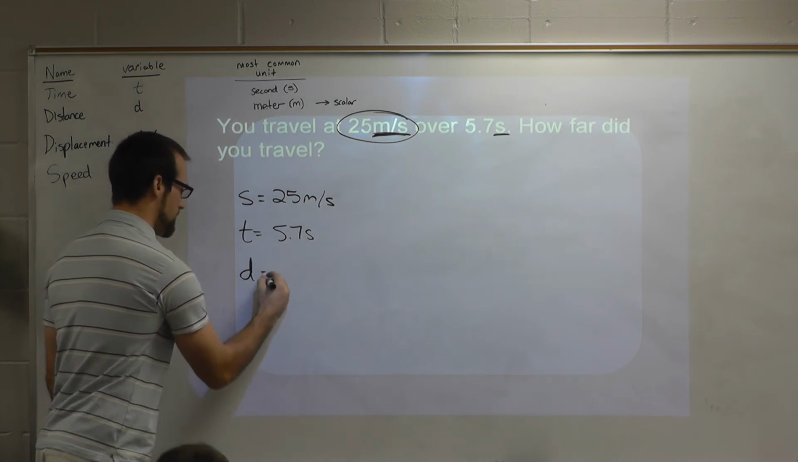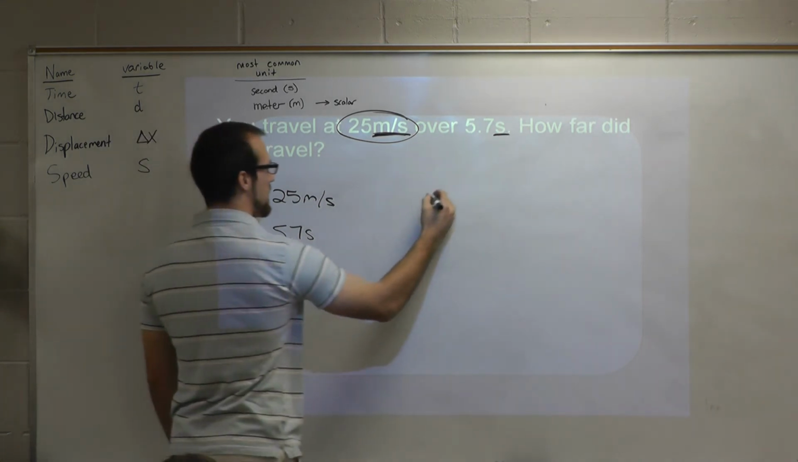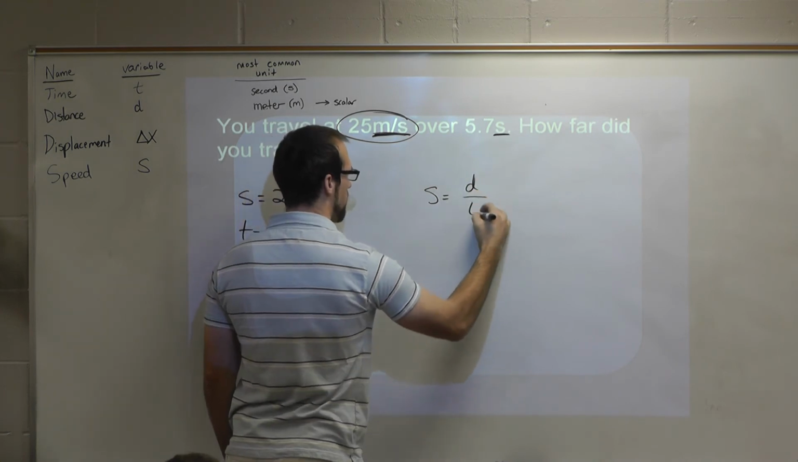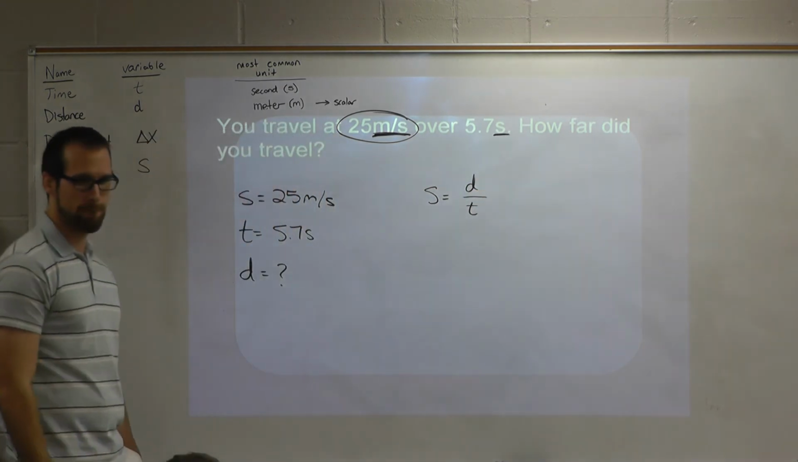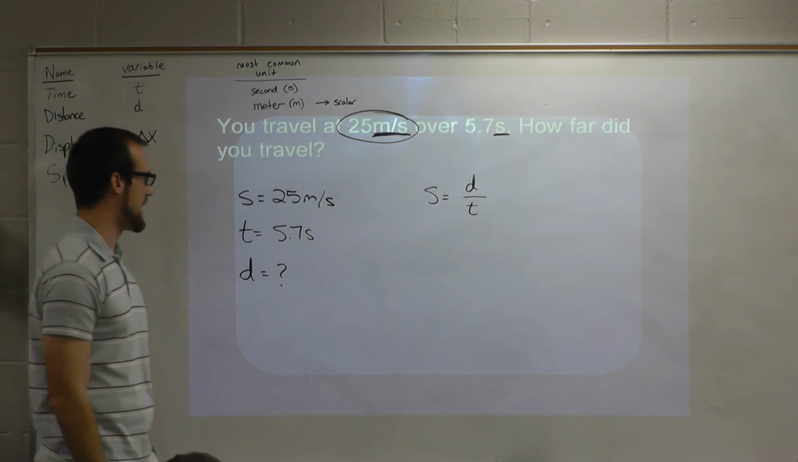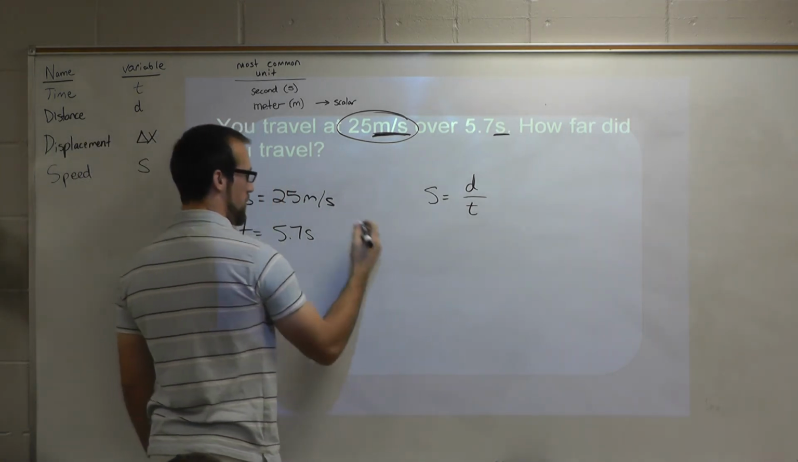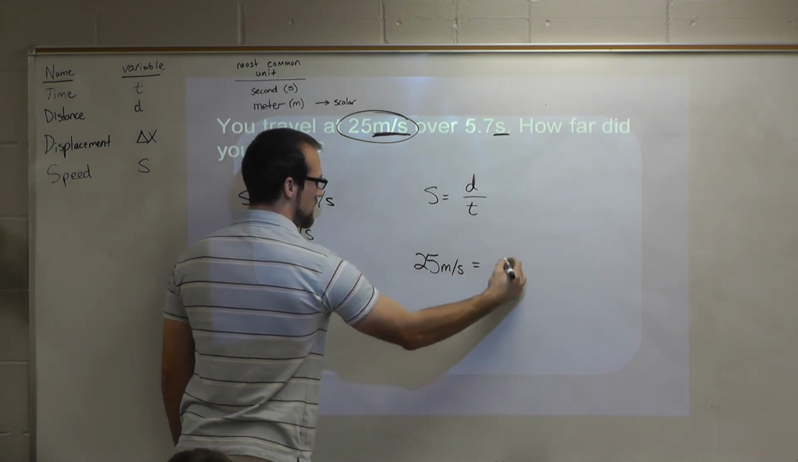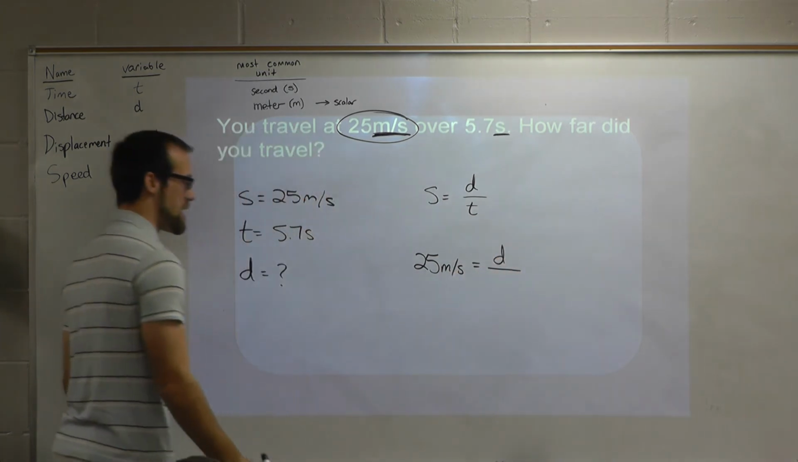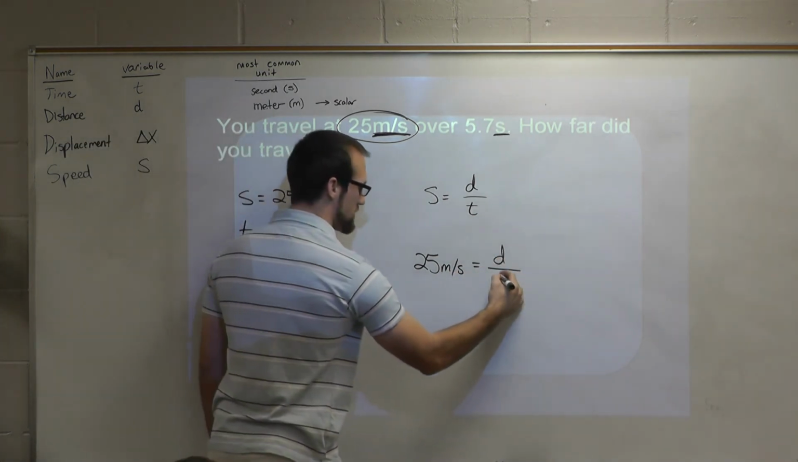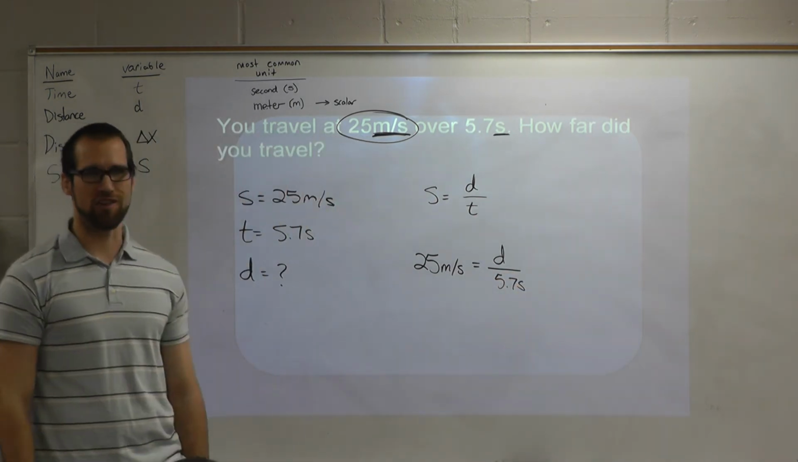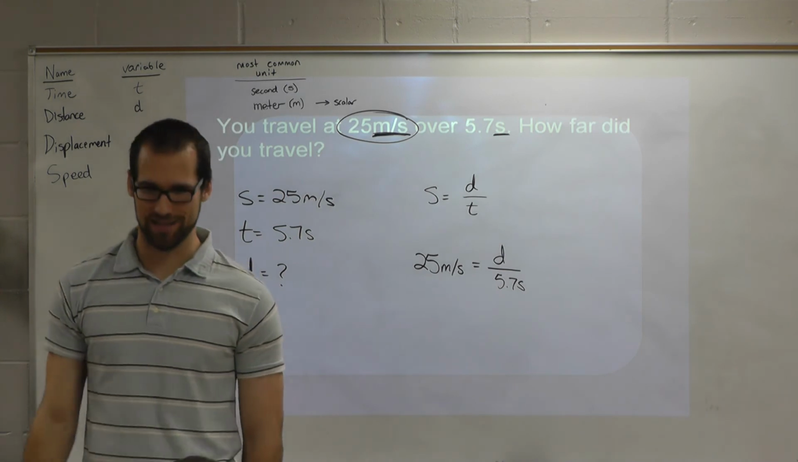All right. Still same equation, but solving for a different variable. Okay? Let's plug in. S is going to be replaced with 25 meters per second. Over our time gets replaced with 5.7 seconds. Now we need to solve. It isn't solved for us.